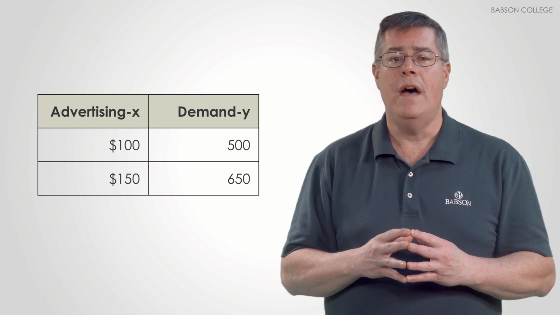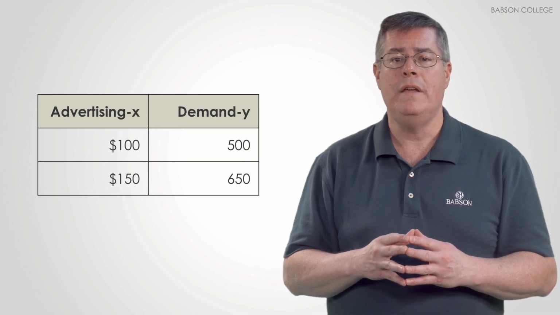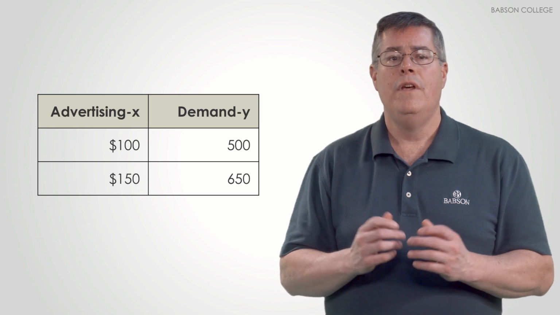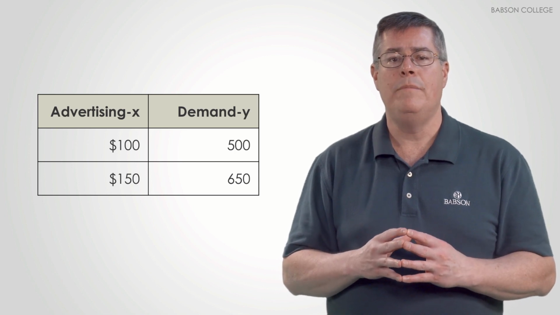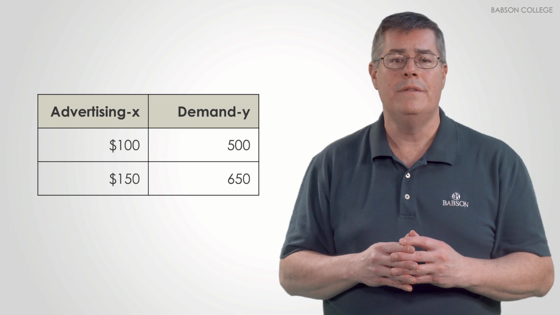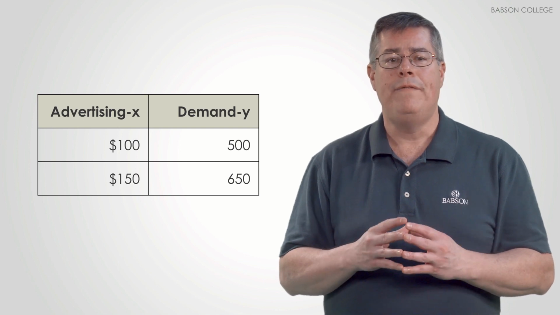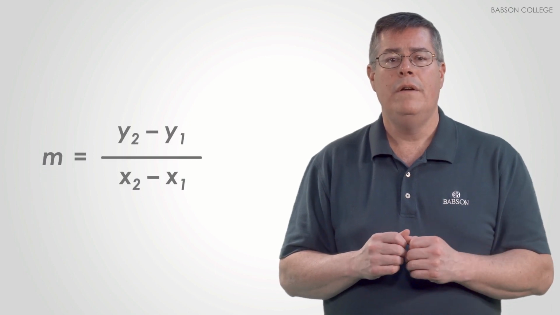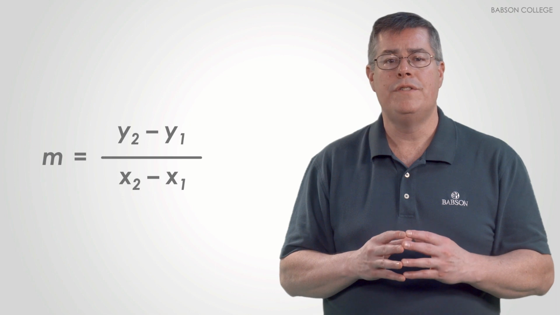I recorded 2 data points on the amount of spending in advertising and the resulting level of demand in units. Note that these numbers are fine but could also be in thousands or millions. We start by finding the slope of the line. The slope is usually referred to by the letter m. Here is the formula for the slope.